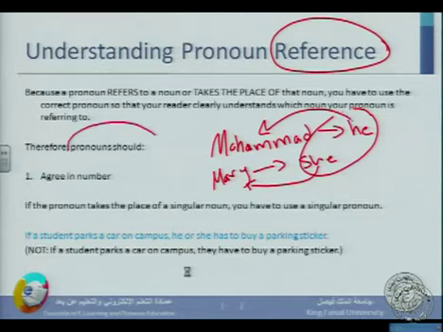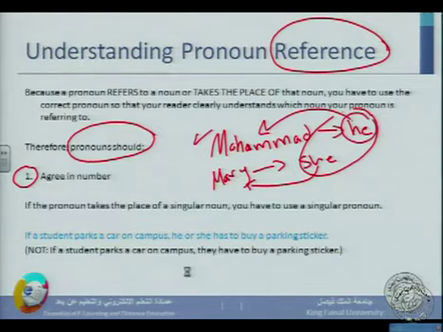الخطوة الأولى أنه pronouns الضمائر should agree in number. يعني if the pronoun takes the place of a singular noun, you have to use a singular pronoun. مثل محمد is singular مفرد، he أيضا singular، إذا هي بترجع لمحمد. إذا محمد واحد وهي واحد، فهي ترجع لمحمد. For example, look at this example now.